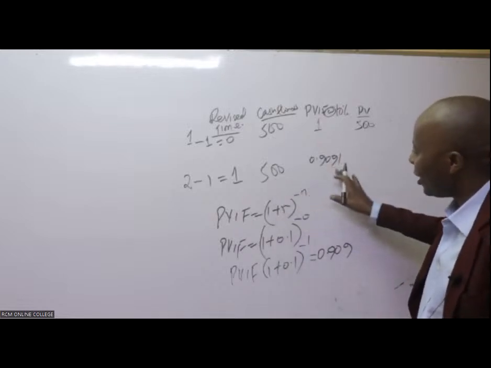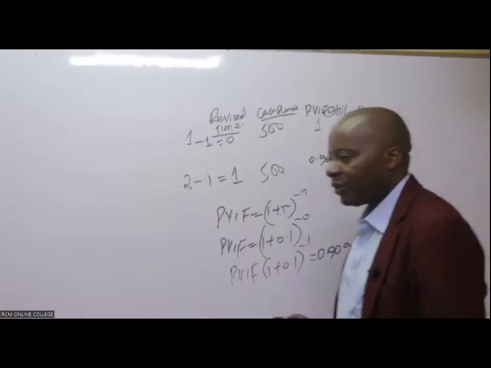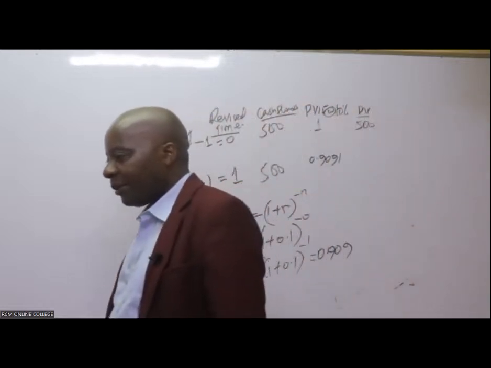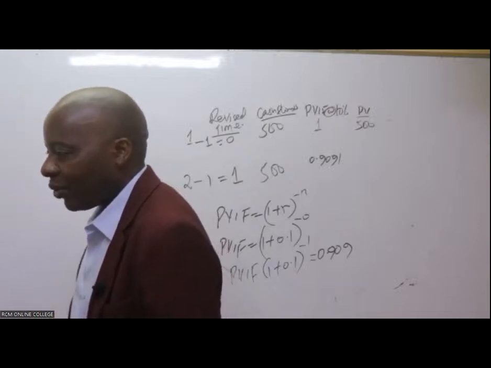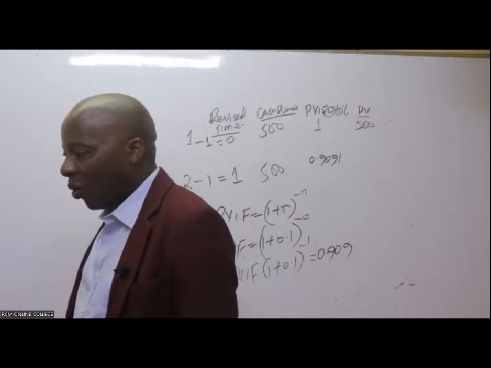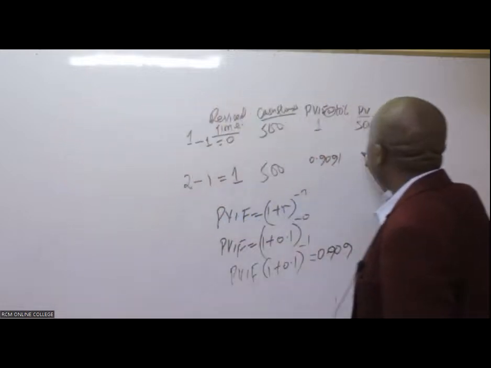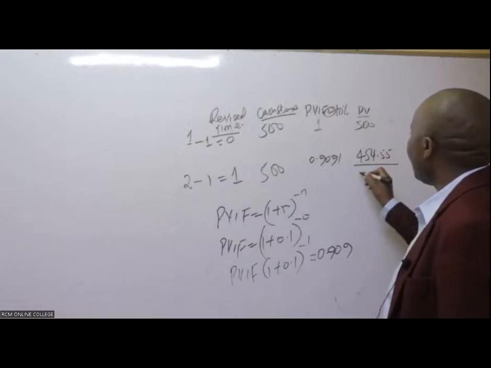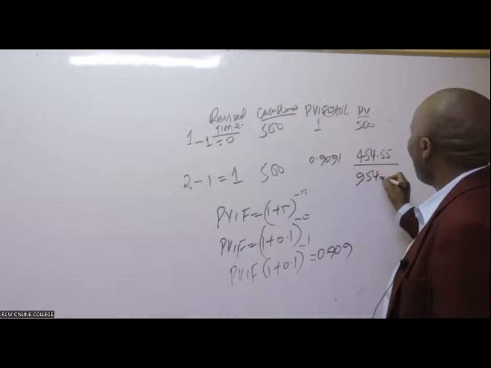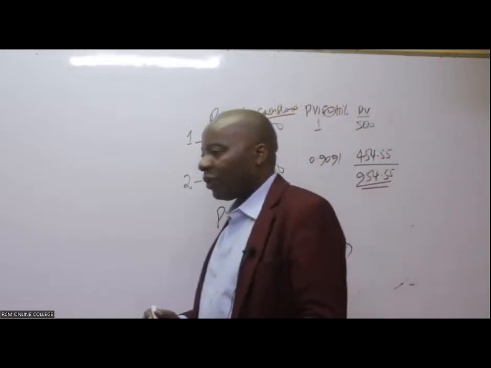So what is 500 times this? 500 times 0.9091 gives me what figure, somebody? 454.55. So you come and add here, and this will be 954.55. So this is the present value of the obligation.